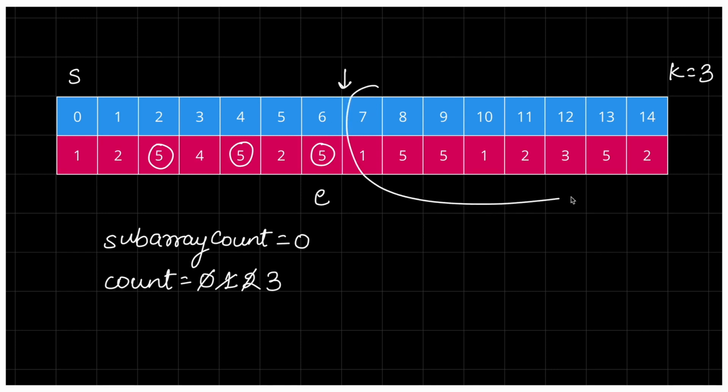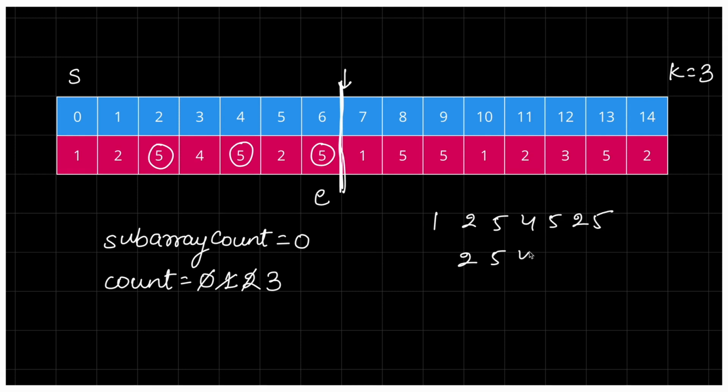Like, I'm really not looking at these elements. So far I have covered only these elements. Out of all these elements which are to the left of this line, how many different subarrays can I form? One subarray I can form is 1, 2, 5, 4, 5, 2, 5. Another can be 2, 5, 4, 5, 2, 5, and another can be 5, 4, 5, 2, 5. So these are the 3 subarrays.